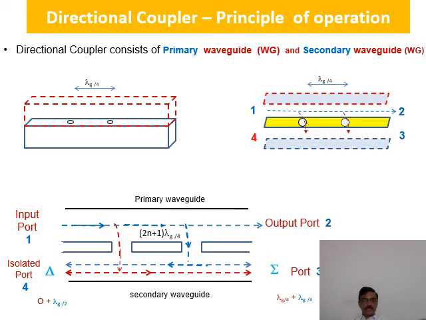So whenever a signal enters into port 1, it flows towards port 2. A part of the signal energy moves towards port 3, and no signal enters into port 4 because these two signals which are arriving at port 4 are 180 degrees out of phase, so they disappear at this port.